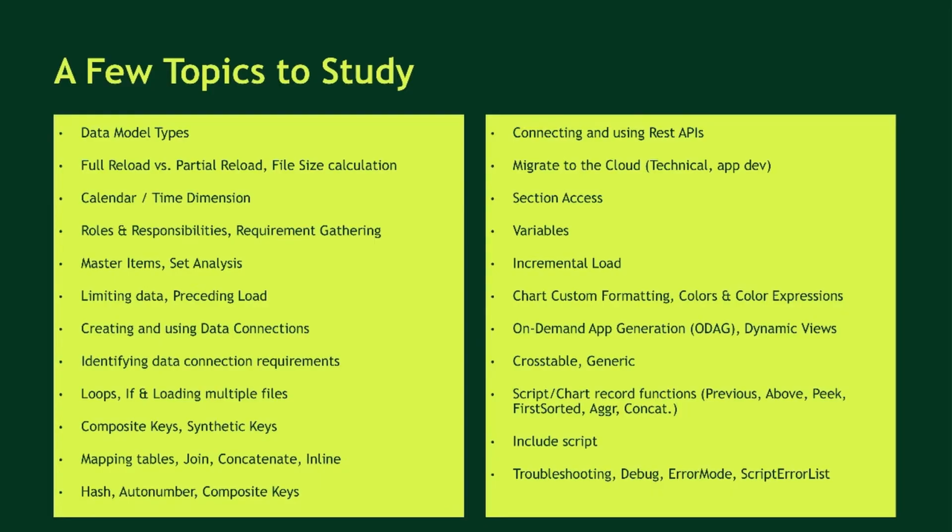Things like that. Loops, like for loop, while loop, if statements, loading multiple files. Oh, there's a bunch of CSV files and they have kind of the same structure, how do you load them all? So there's another thing. Composite keys, synthetic keys, a lot of things about keys like linking tables, etc. Mapping tables: creating, consuming, when to use them, and particular things about mapping tables. For example, they automatically drop at the end. You need to know that.